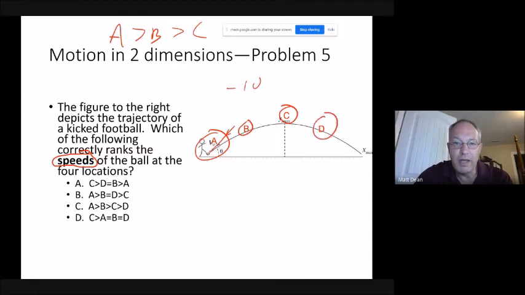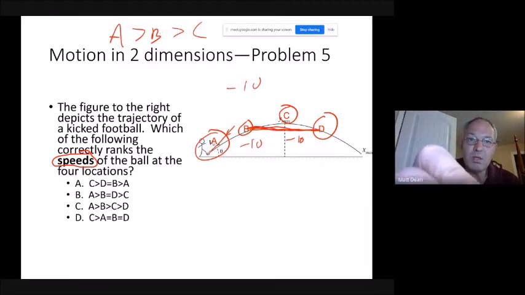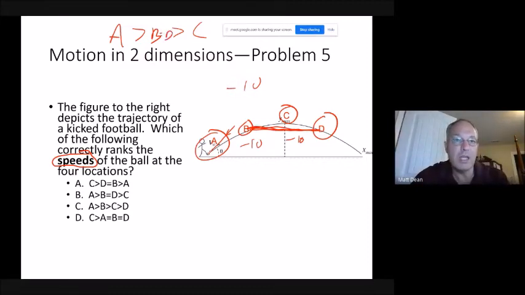So on the way up, acceleration is negative 10. On the way down, acceleration is negative 10. If we can assume that B and D are at the same heights, their speeds should be the same, which means A is greater than B, which is equal to D, both of which are greater than C. So our answer on this one would have been B. Anyone have questions on why that's true?